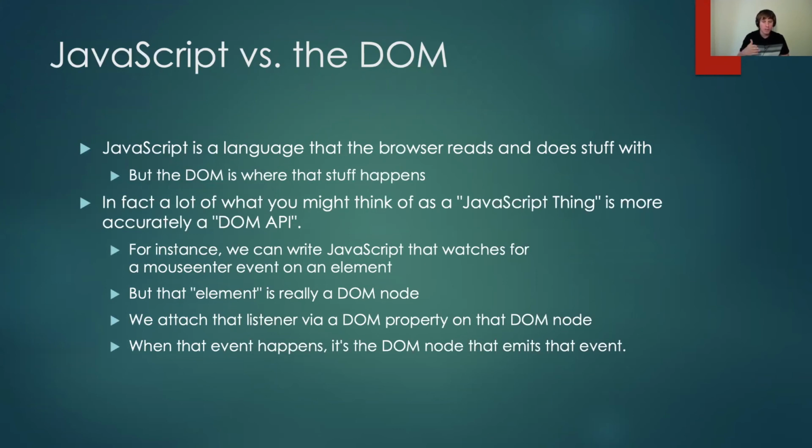For instance, we can write JavaScript that watches for a mouse enter event on an element or an on-click event. But that element is really a DOM node. We can add a listener to the DOM property of the DOM node. When that event happens, it's the DOM node that emits the event, that triggers the event, thus calling a JavaScript function. So all the times where you might say, oh, this is JavaScript, this is JavaScript, most likely it's the DOM, and we're using JavaScript to access the DOM, or the DOM is calling JavaScript.